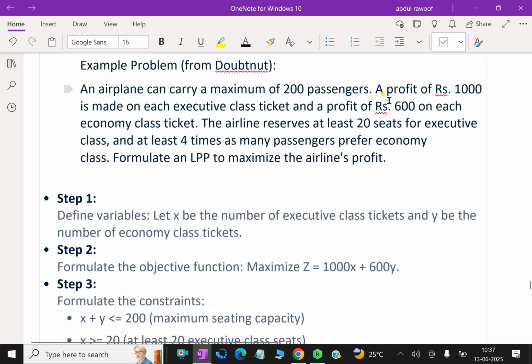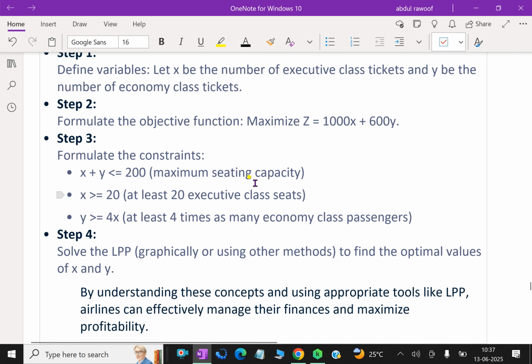Profit for executive class is 1000, and profit 600 for economy class. Here 1000 into x, where x is the number of executive passengers, and y is the number of economy passengers. This equation is the objective function: z equals 1000x plus 600y.